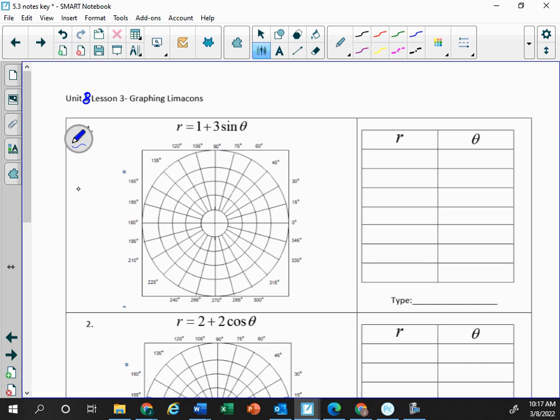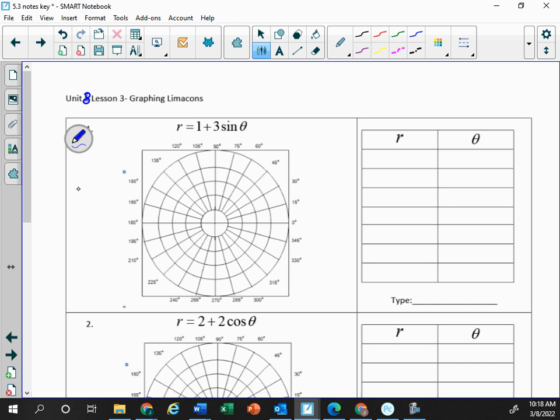All right, guys, we are graphing limacons today. These are things that you've never graphed before. We have inner loops, cardioids, dimpled, and convex. So you get 4 different kinds of graphs today. It's not bad if you pay attention to the little details. If you don't pay attention, it's hard, okay?